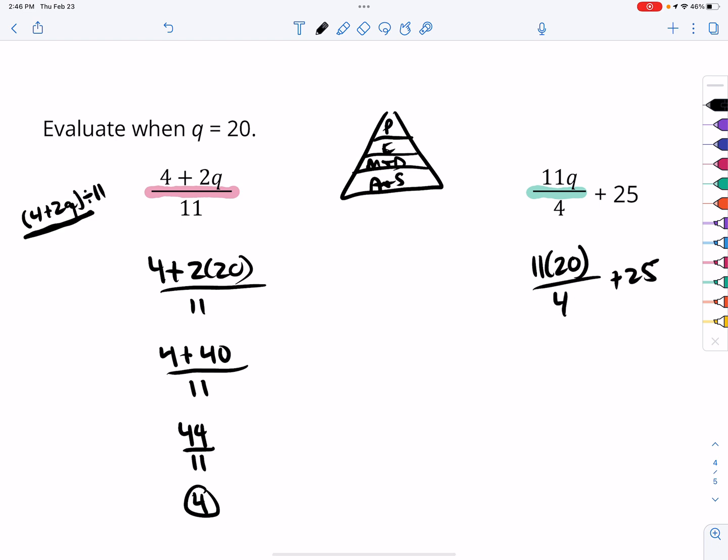And we're left with that. 20 times 11. I know that 10 times 20 is 200, plus 1 times 20. So this is 220 divided by 4, plus 25. 220 divided by 4 is, let's see, 20 divided by 4 is 5, and 200 divided by 4 is 50. So 55 plus 25. And then our answer is 80.